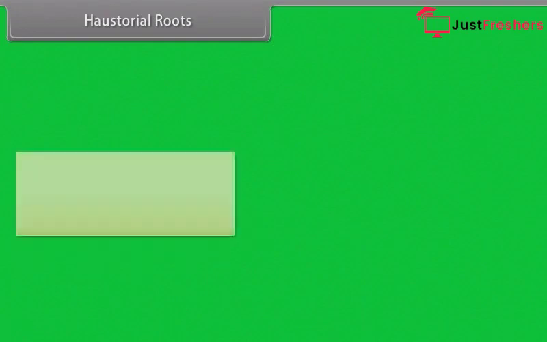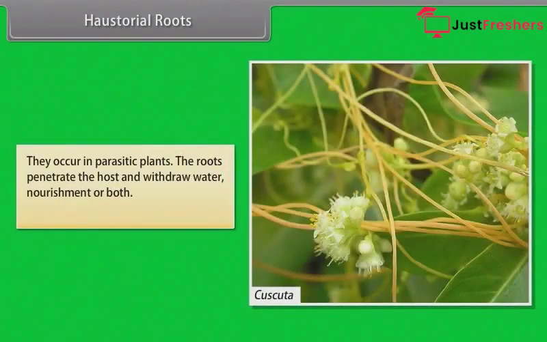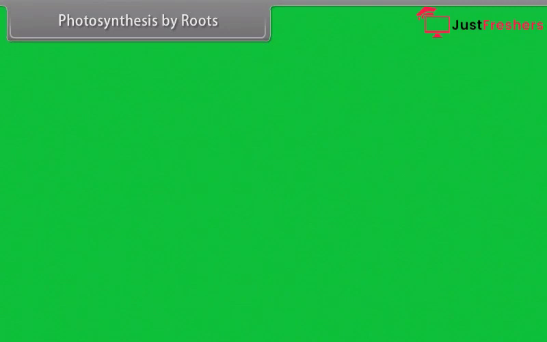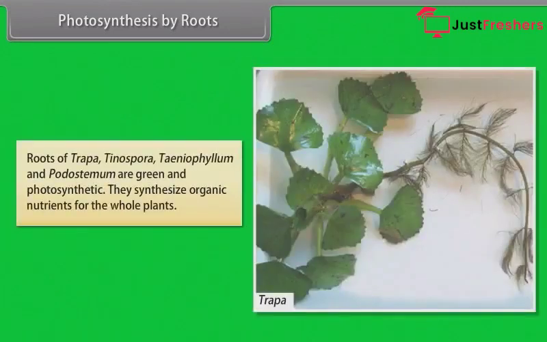Haustorial roots: they occur in parasitic plants. The roots penetrate the host and withdraw water, nourishment, or both. Examples: Cuscuta, Viscum. Release of oxygen: roots of rice and some other amphibious plants release oxygen that overcomes the reducing environment for functioning of various microorganisms and availability of minerals. Photosynthesis by roots: roots of Trapa, Tinospora, Taeniophyllum, and Podostemum are green and photosynthetic. They synthesize organic nutrients for the whole plants.